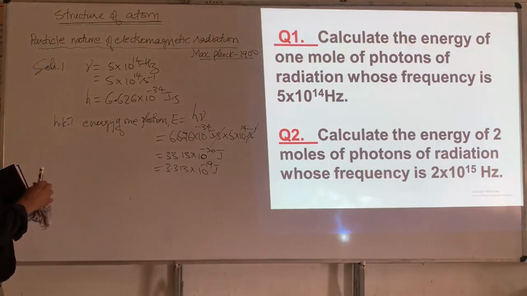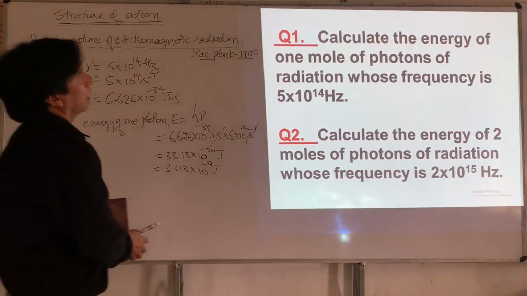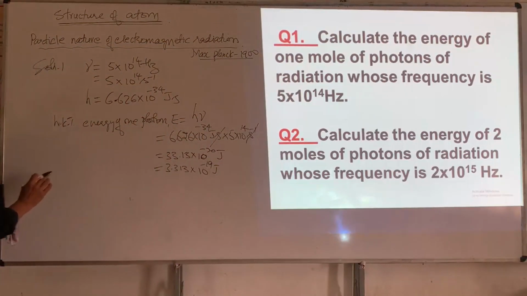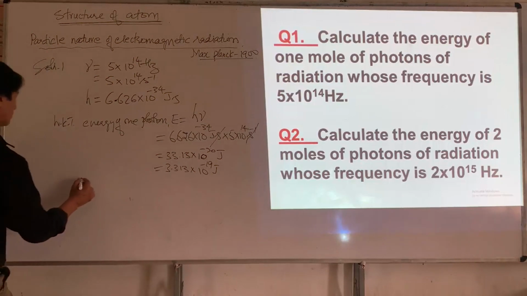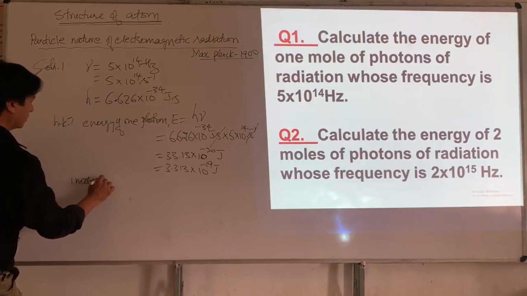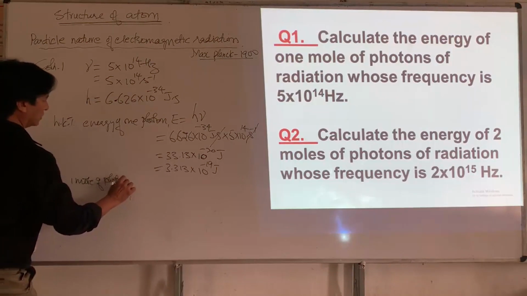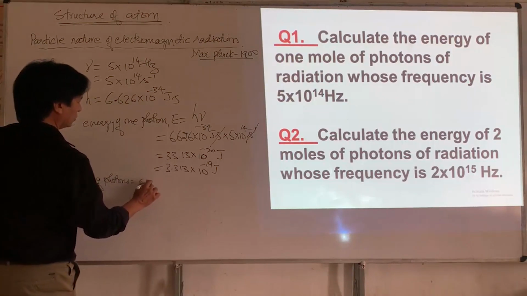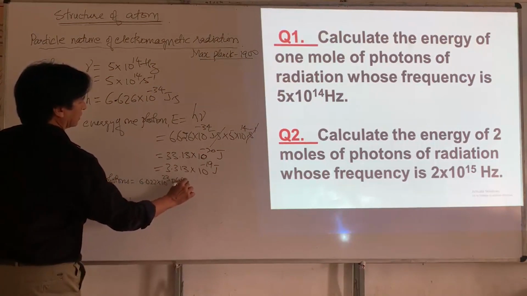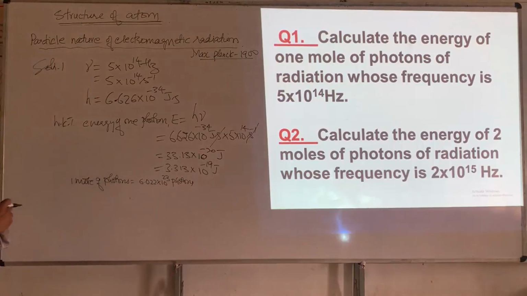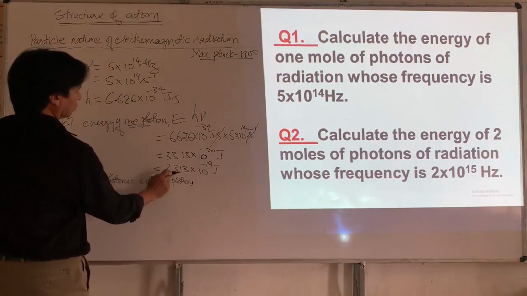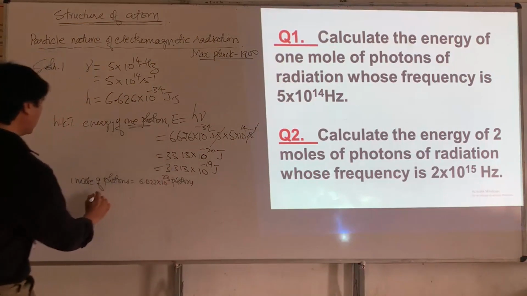And now you are asked to find the energy of 1 mole of photons. What we know is that 1 mole of photons is equal to 6.022 × 10^23 photons, right? So you have this many photons in 1 mole. Now the energy of just 1 photon is so much. So you put it this way.